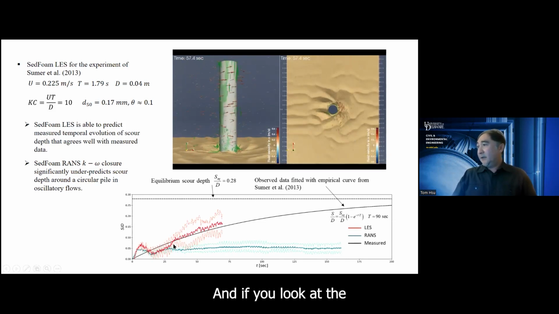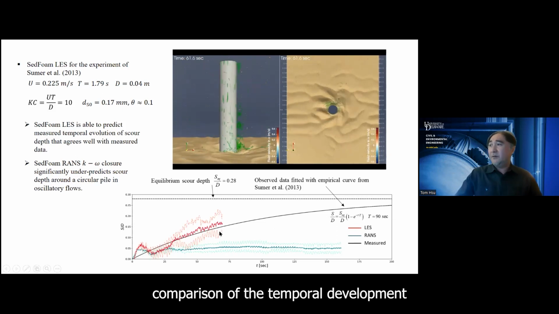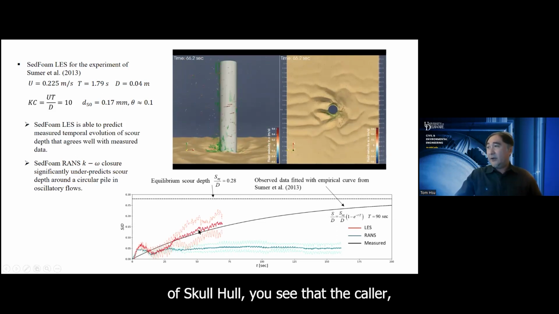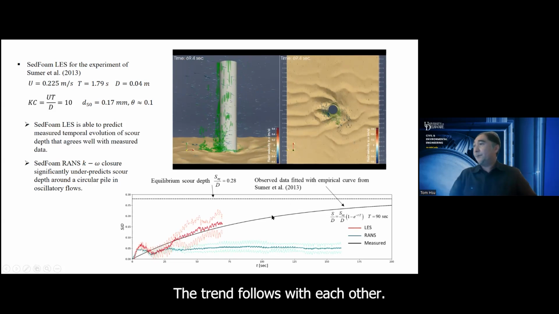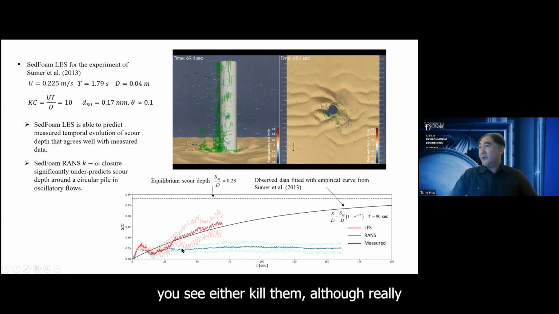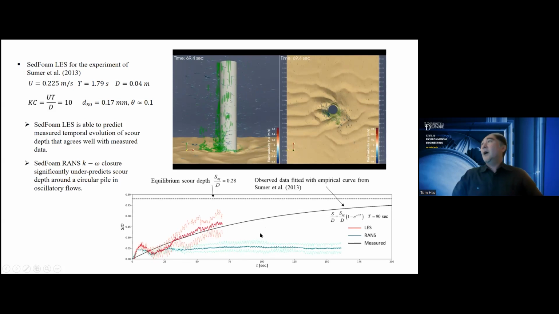And if you look at the comparison of the temporal development of the scour hole, you see that the red color, which is the large eddy simulation result, predicts the development of the scour hole, which agrees reasonably well with the measured data. This is the measured data, but fitted with an empirical curve. The trend follows each other. However, if you look at the green curve here, this is the result from the RANS k-omega model. You see that the k-omega model significantly underpredicts the development of the scour hole. So the question is, why is that?